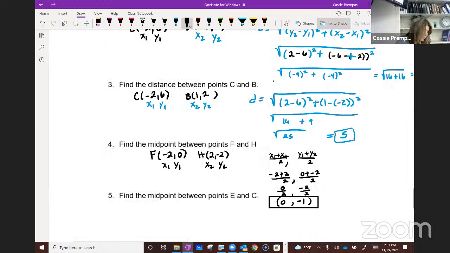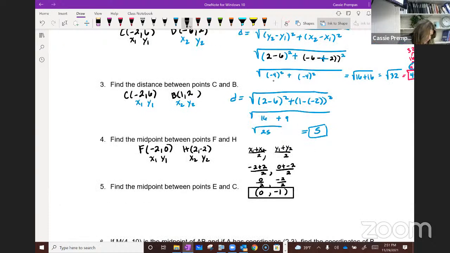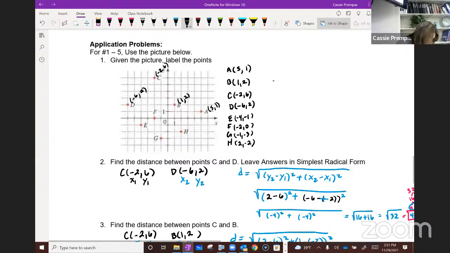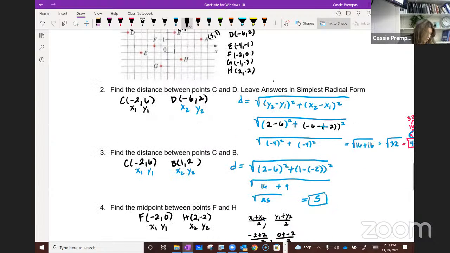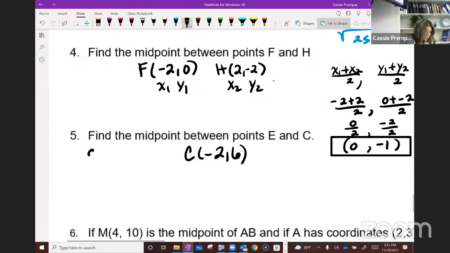All right, then find the midpoint between E and C. C, again, has the point -2, 6. E is at -4, -1. On your own, find the midpoint between points E and C.